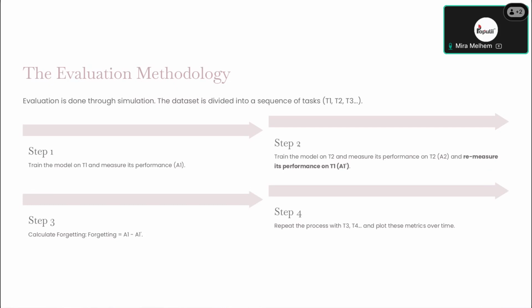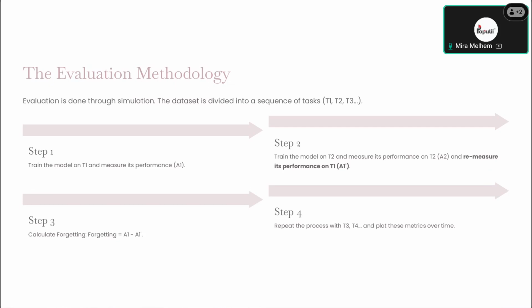Step three is to calculate the forgetting. Once we have A1 and A1 dash, we can measure how much the model has forgotten. So forgetting equals A1 minus A1 dash.